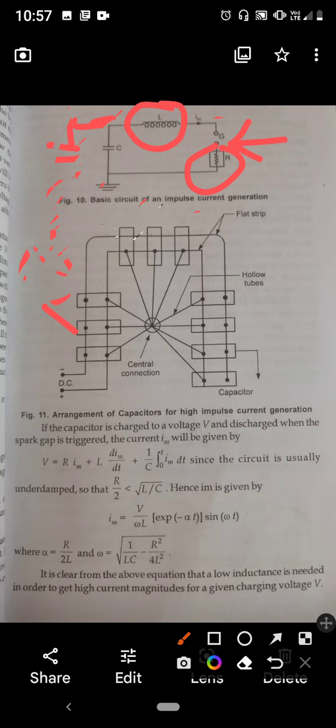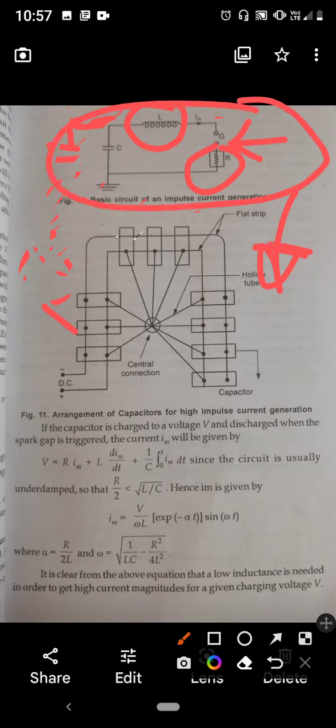Okay, the second figure is basically a circuit diagram of the basic circuit of impulse current generators. In this figure you are looking at the capacitors. All the capacitors are connected through a wire. You can clearly see it in the figure. All the capacitors are connected in parallel with the help of a wire.